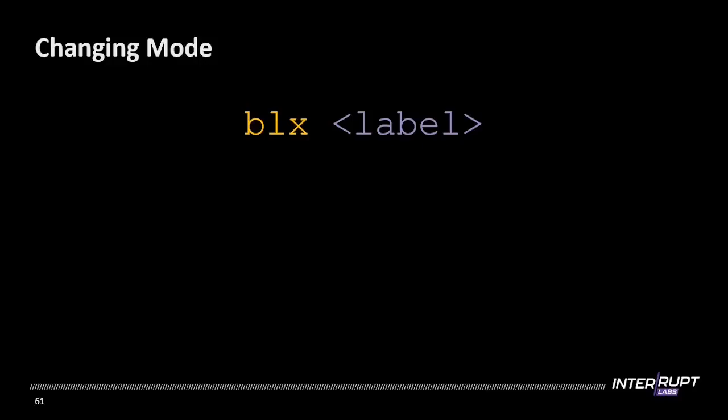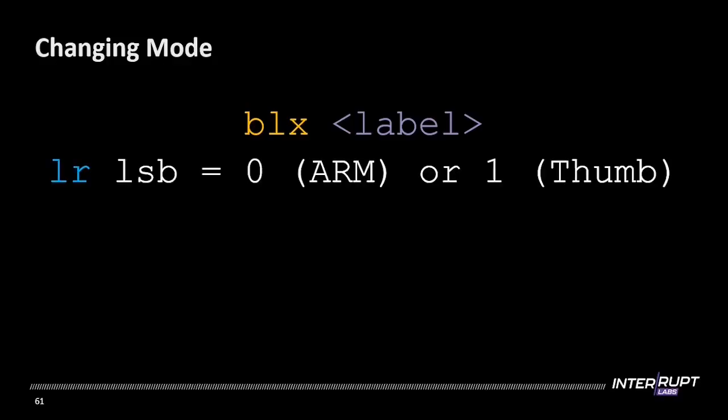What about returning from functions? How do you know if the link register is pointing to ARM code or thumb code? The key to that is that both BLX and BL set the least significant bit of the link register based on the current mode. So if you're in ARM mode, when you call BL or BLX, it will set the least significant bit to 0, and if you're in thumb mode, then it will set it to 1. Since instructions are at least 2 byte aligned, this is fine, you don't lose any information.